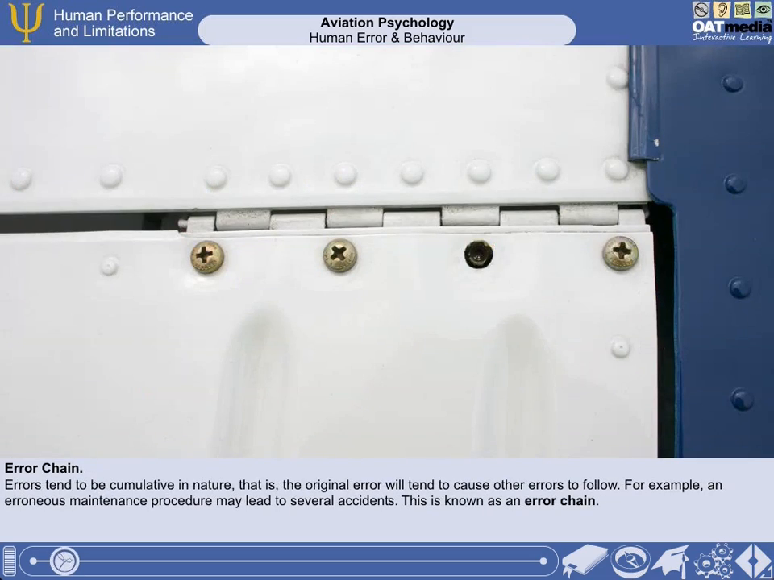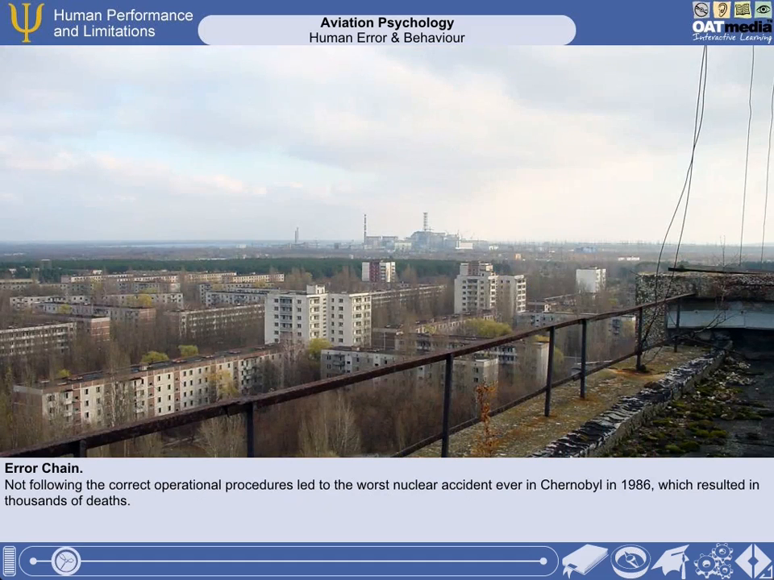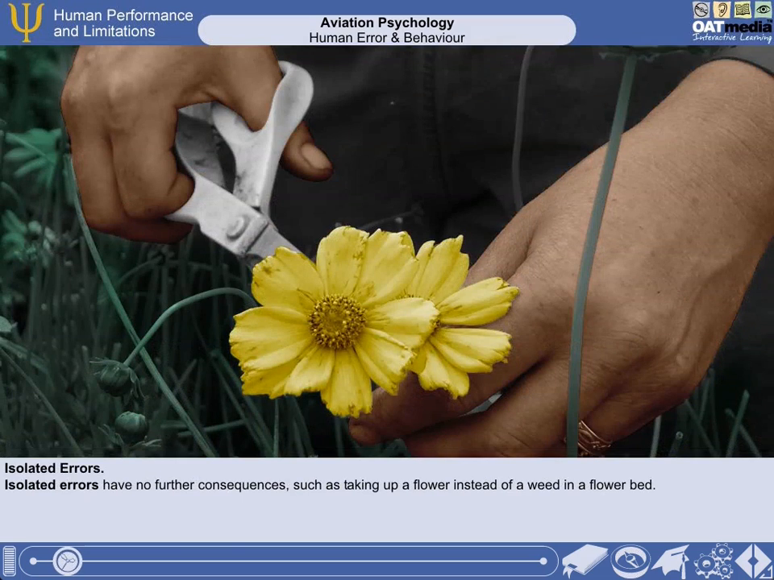Errors tend to be cumulative in nature. That is, the original error will tend to cause other errors to follow. For example, an erroneous maintenance procedure may lead to several accidents. This is known as an error chain. Not following the correct operational procedures led to the worst nuclear accident ever in Chernobyl in 1986, which resulted in thousands of deaths. Isolated errors have no further consequences, such as taking up a flower instead of a weed in a flower bed.